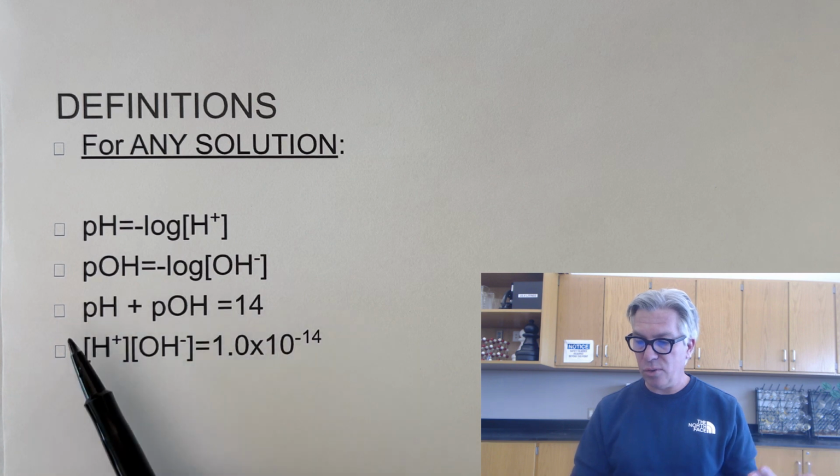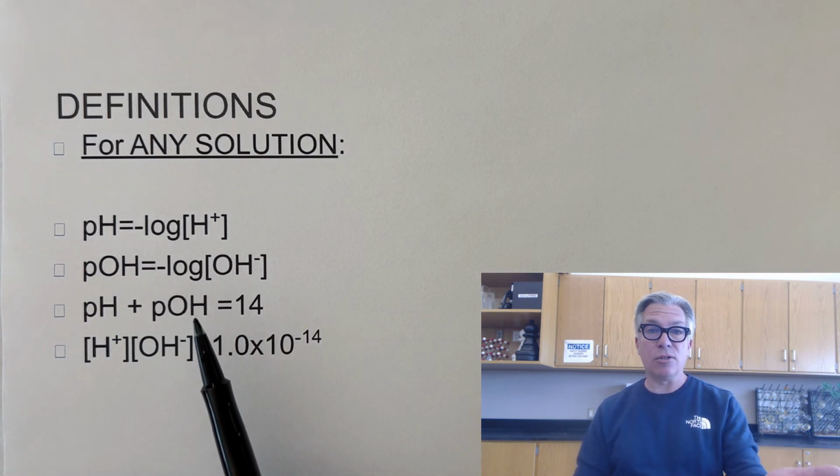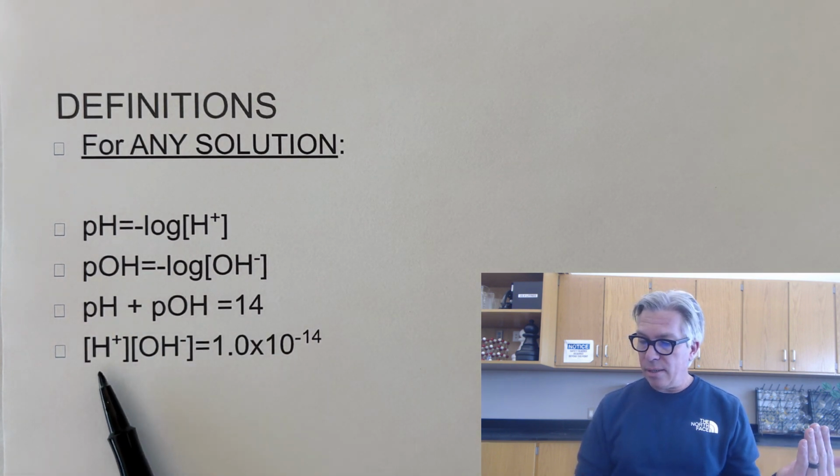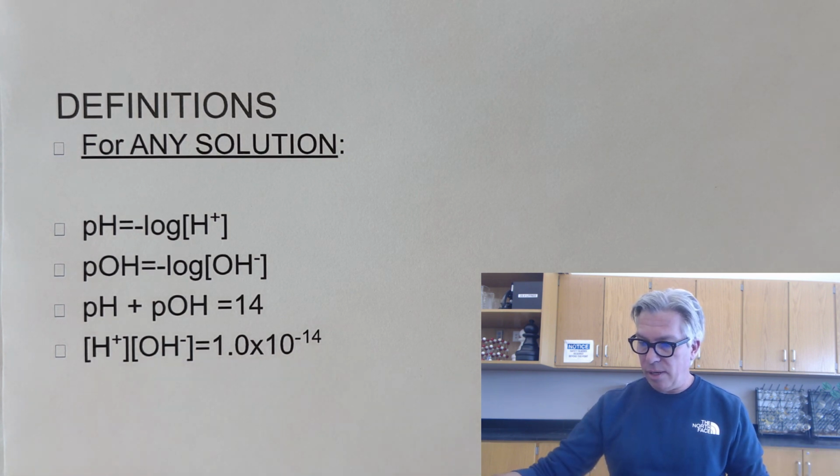Okay, that's one of our tools that we use. It's an equation, and you'll find it on your equation sheet probably. And this one we already started with, H plus times OH minus makes 1 times 10 to the minus 14.